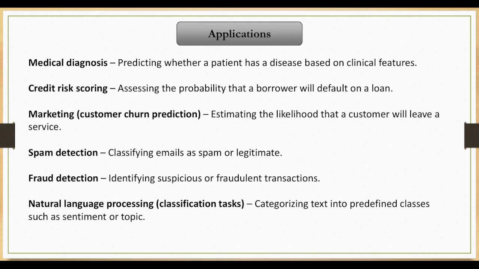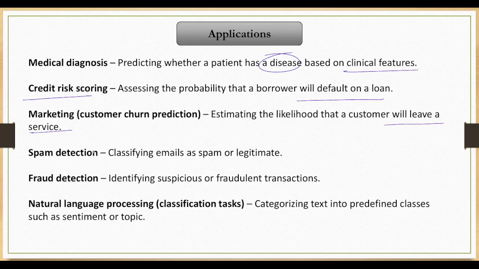And if you see the applications of logistic regression, there are many applications of this function. We use it in medical diagnosis, predicting whether the patient has a certain disease based on clinical features. Credit risk scoring, assessing the probability that the borrower will default on a particular loan or not. Similarly, marketing customer churn prediction, estimating the likelihood that the customer will leave a service or not.